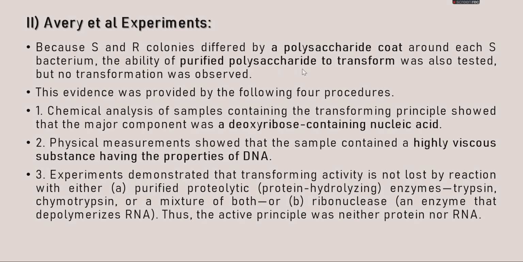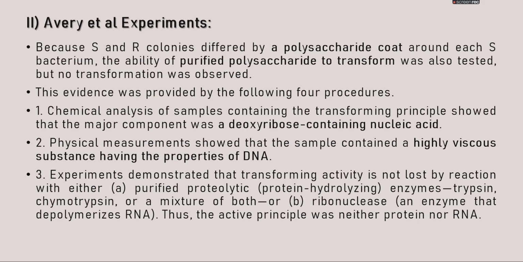The ability of purified polysaccharide to transform was also tested. The difference between these two bacteria is that the smooth bacteria have a capsule composed of polysaccharide, and the rough bacteria are without a capsule and don't have the polysaccharide. So the only difference between these two is the presence of polysaccharide. They purified the polysaccharide from S bacteria and used it to transform the R bacteria, and in this experiment no transformation was observed.